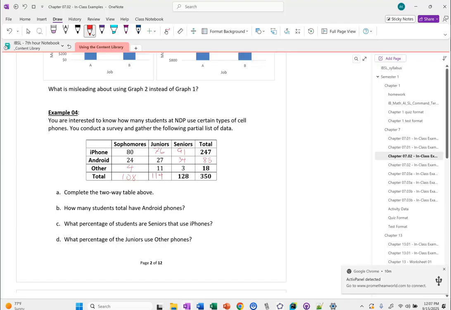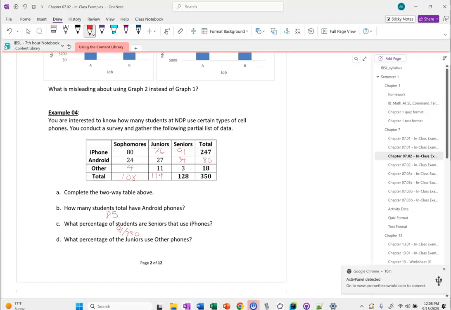Part C, what percentage of students are seniors that use iPhones? How'd you get 26%? Good. So it says what percentage of students, so you know it's going to be out of the total number of students, are seniors and have an iPhone. So you look at the senior and iPhone cell, that was 91, so it's 91 out of 350.